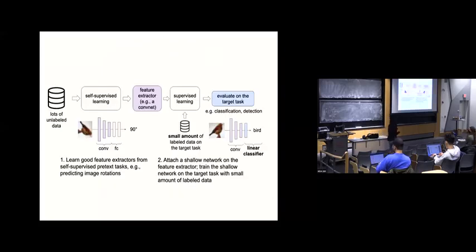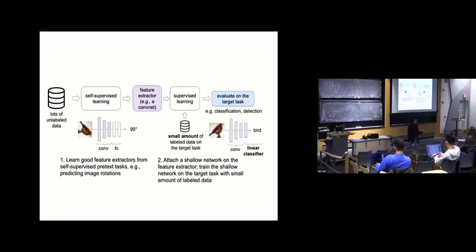So here is another depiction of what I told you. You make a toy task. This is the rotation. Here you take a bird, you rotate it 90 degrees, and you ask your network to predict 90. And then you go to the supervised task, which is image classification, and you will need very little data to adapt your feature extractor. So this is precisely what it shows in the previous picture.